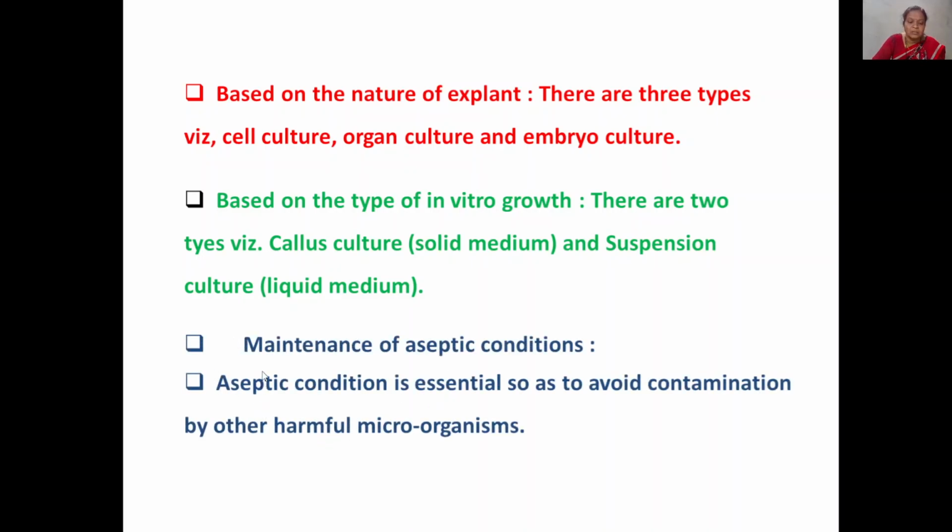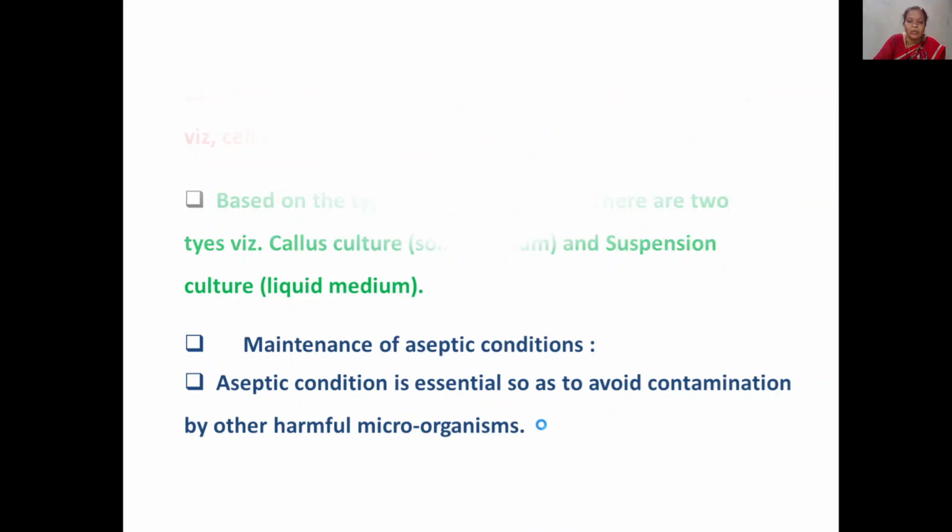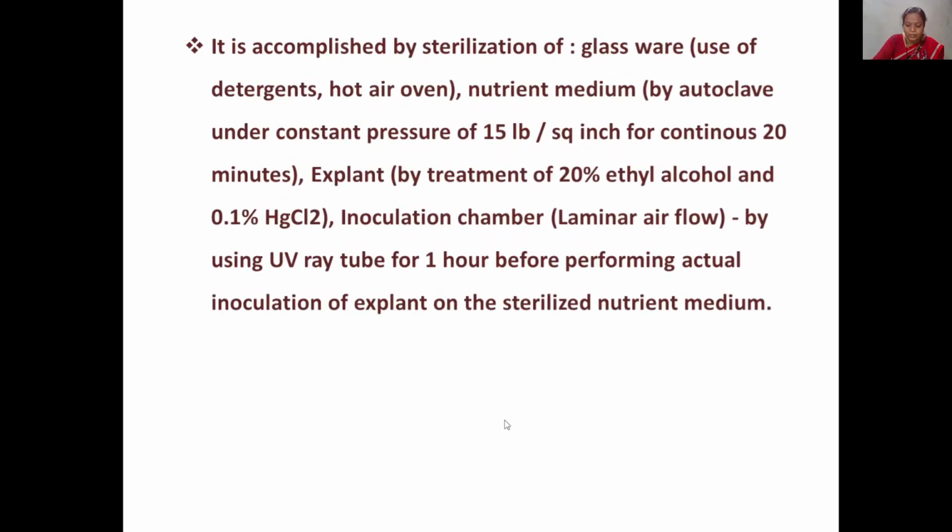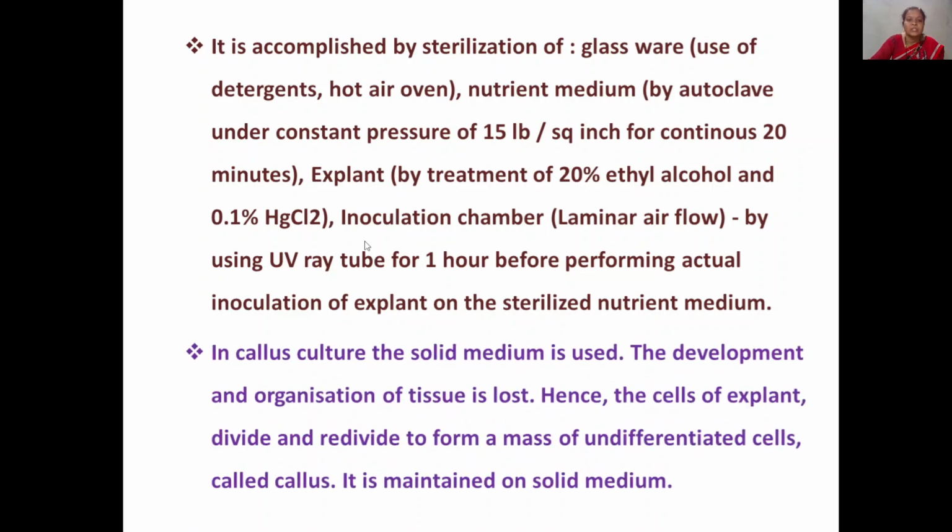In tissue culture, maintenance of aseptic conditions is essential so as to avoid contamination by undesired microorganisms. It is accomplished by sterilization. Sterilization of glassware is done using detergents and a hot air oven.